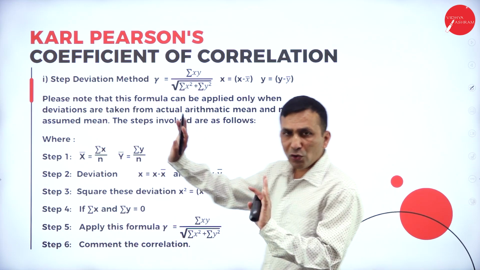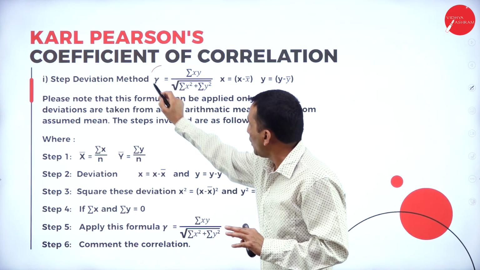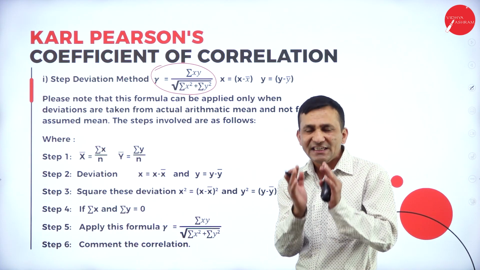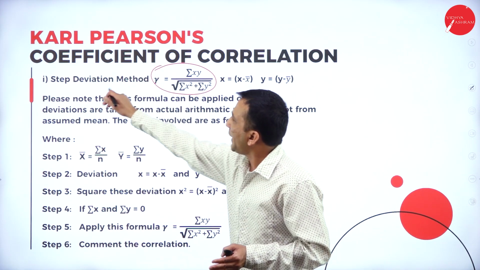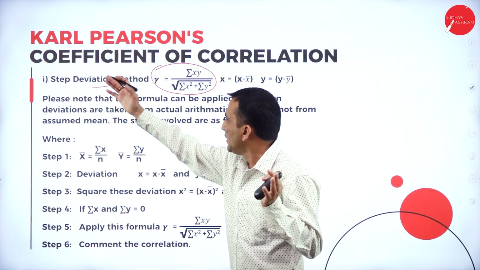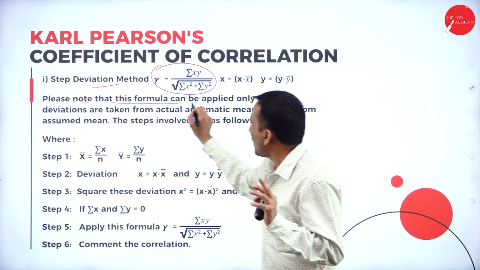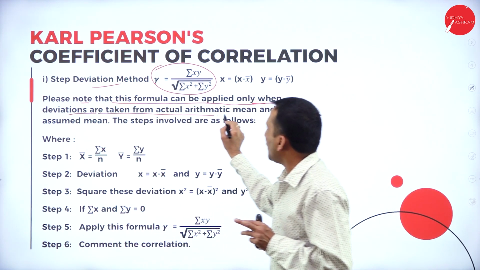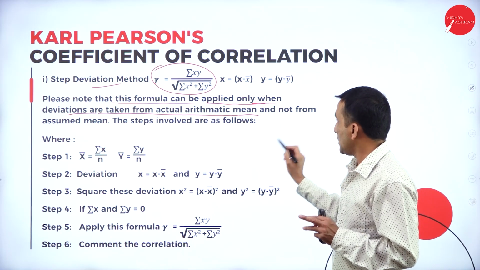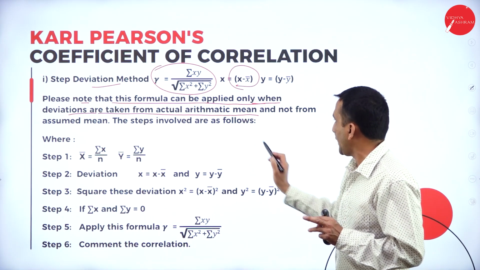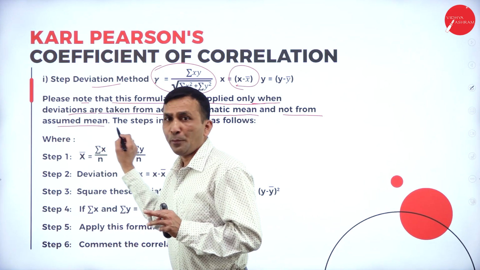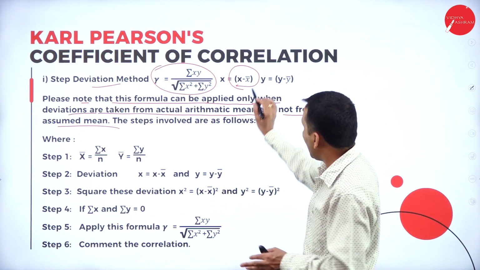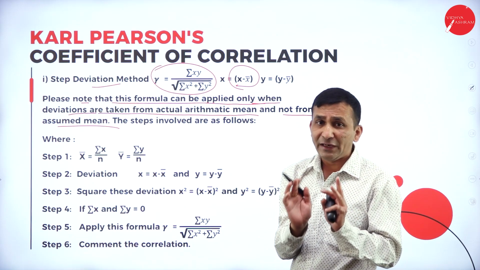Once again I am saying, when you want to apply this formula, if sigma x and sigma y are getting 0, then we depend on the step deviation method. Please note this, the formula can be applied only when deviations are taken from the actual arithmetic mean, and not from the assumed mean. Only x bar, the arithmetic mean, when you take.